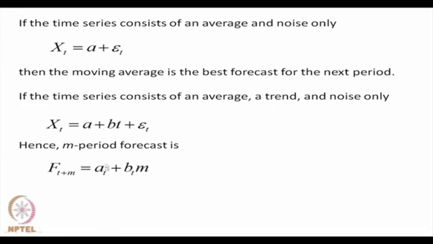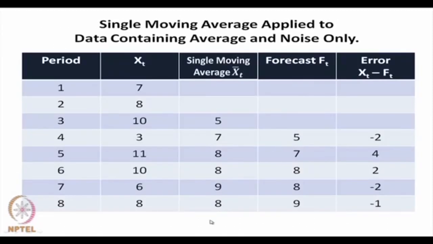We write a t here because as time advances, we estimate the value of a by taking another moving average value. That is a t. That is why moving average value changes, a t changes. We also will make an estimate of the trend b. How we do it? We are showing it here.